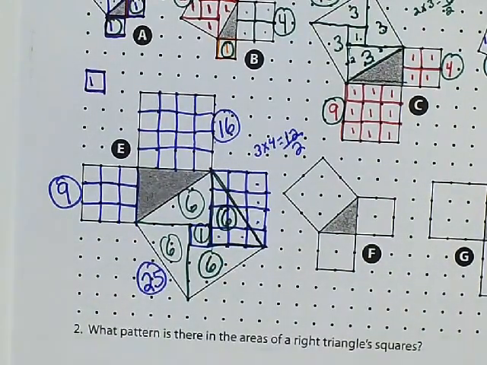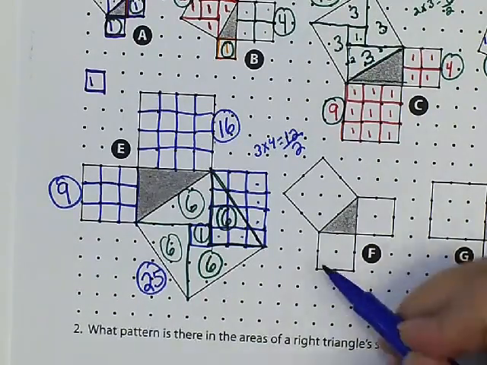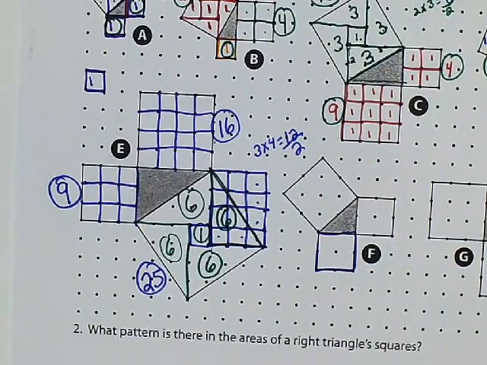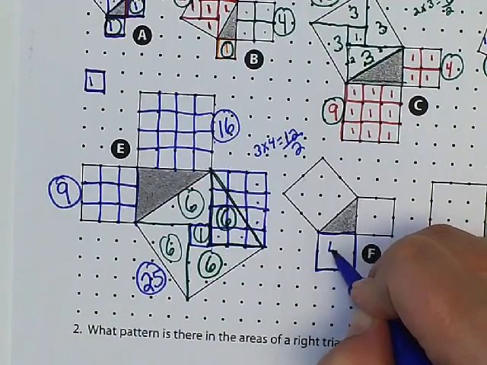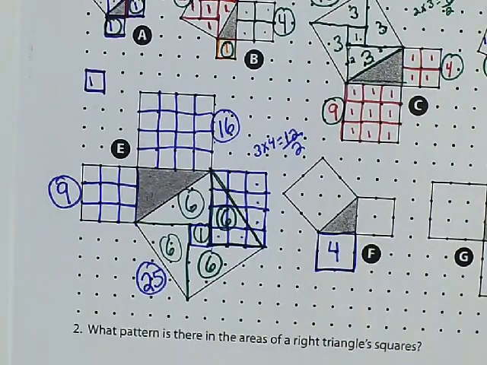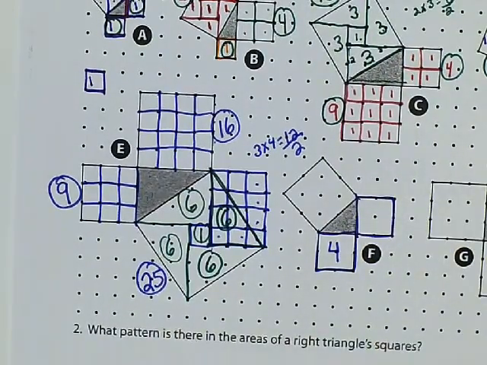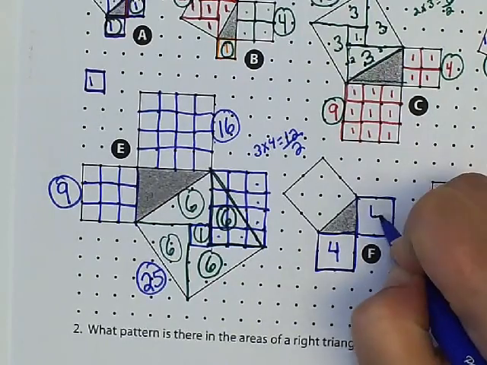Okay? All right. Now do F and G, and I'm going to come back and show you the answers for that. All right. So what did you get for F? What did you get for this box? So you should have got 4 for that square. Now what did you get for this square? You should have got 4.